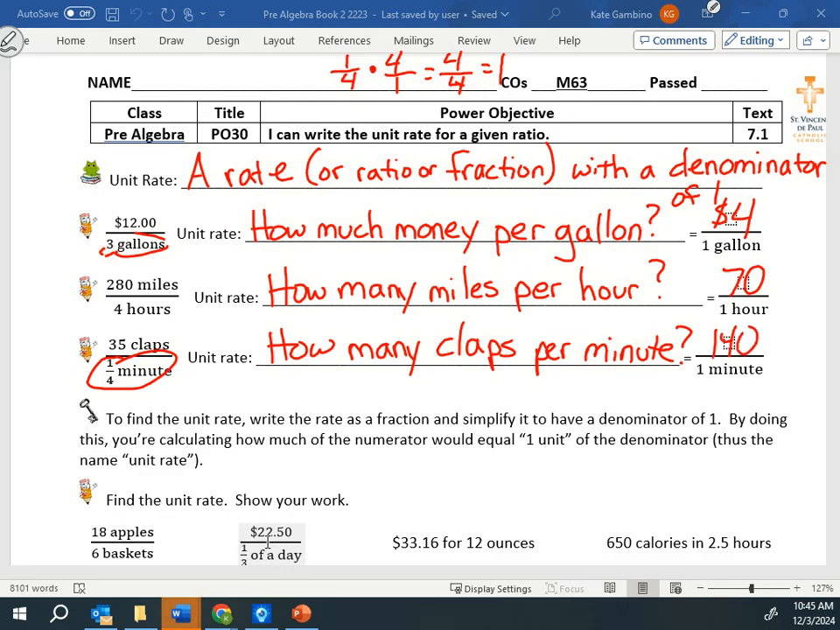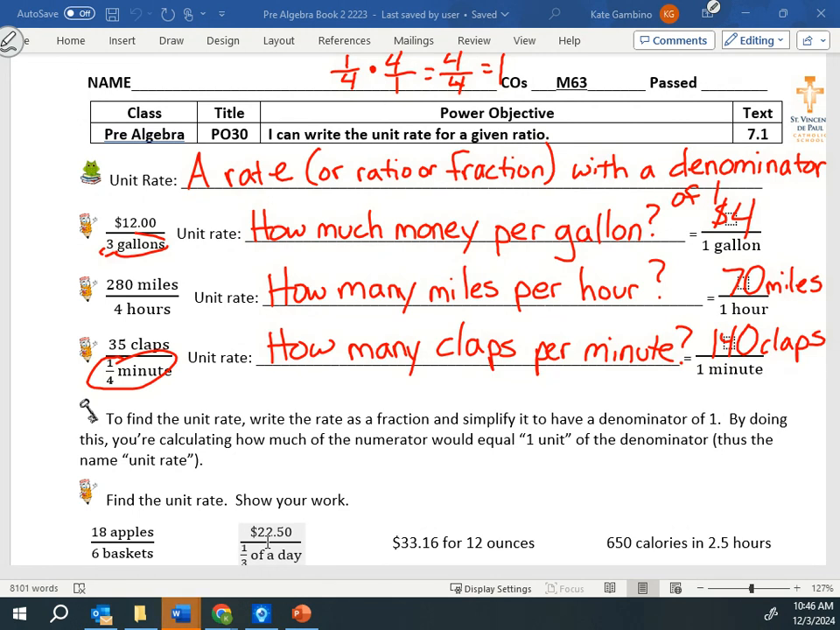Now the one thing that I was forgetting to do, I started off here with the dollar. This one I forgot to put my label. 70 miles per hour, 140 claps per minute. You do need to label. When we're working with unit rates, you need to put your labels. Okay, so we're not just going to put 140, we're going to put 140 claps.